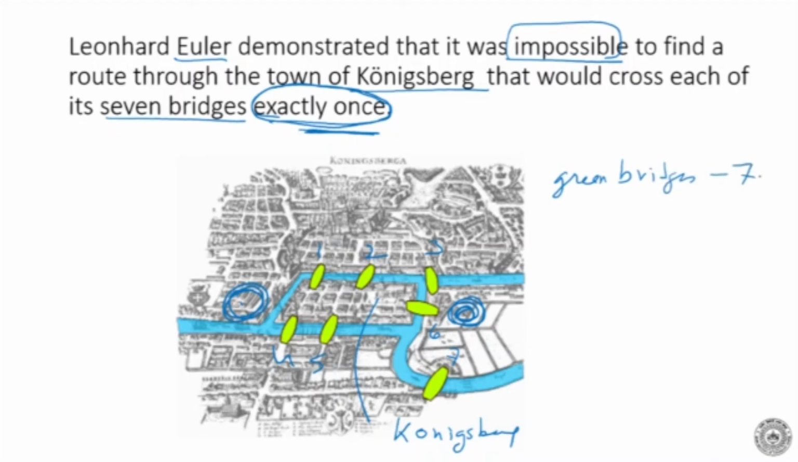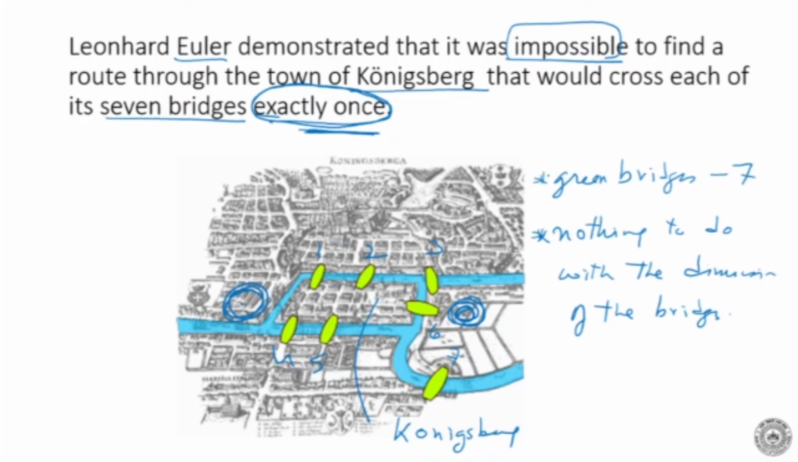Now this problem has nothing to do with the dimensions of the bridges. This is something that you should note very, very clearly, that there are 7 bridges here, and this problem has nothing to do with the dimension of the bridges. So the bridge is small or big, it doesn't matter. And this is essentially what topology is talking about, that this has nothing to do with the dimension of the bridges. It essentially has to do with the topology of the space we are talking about.